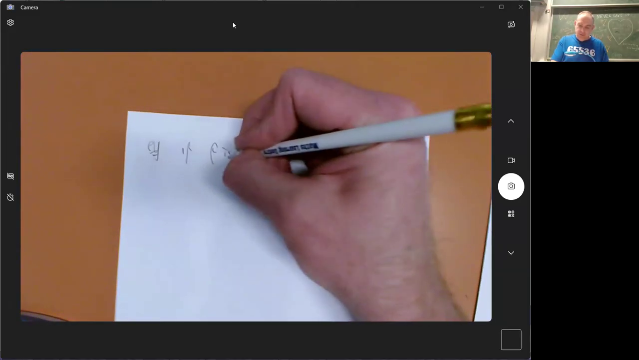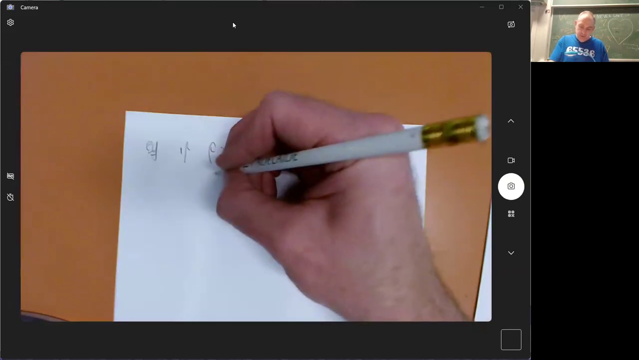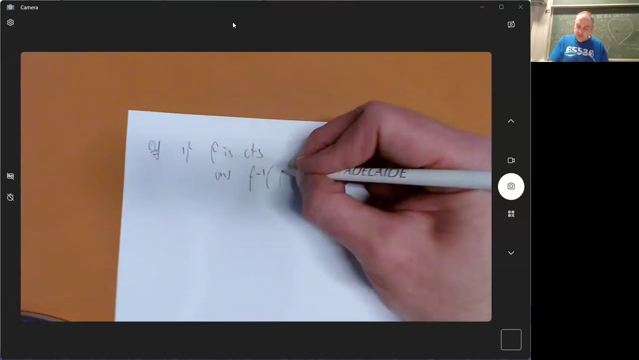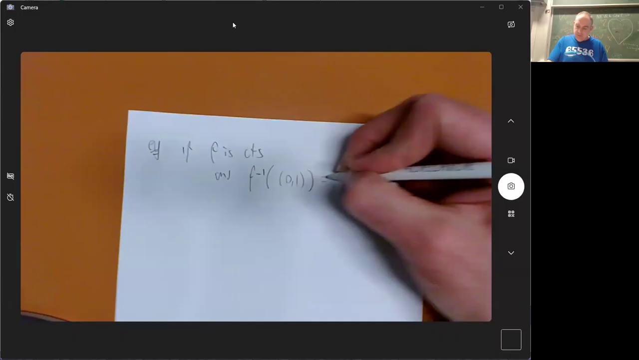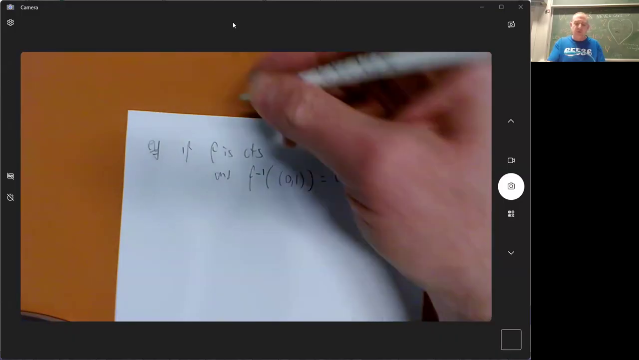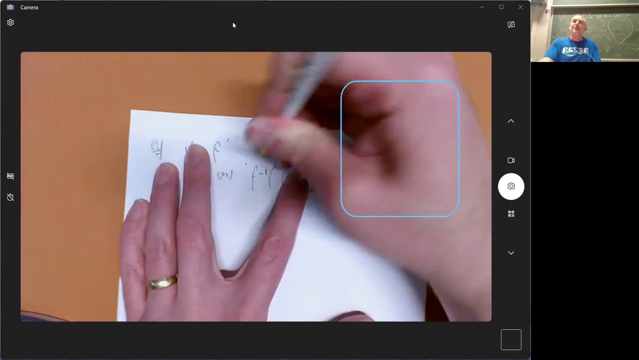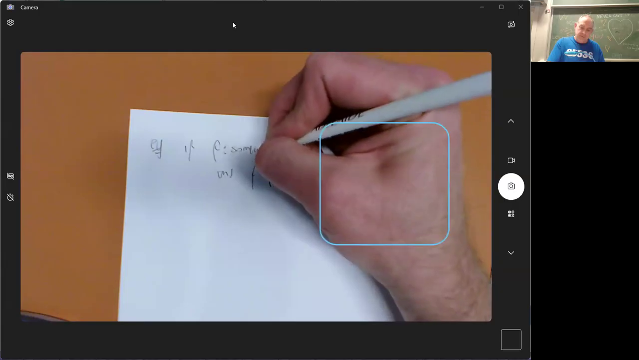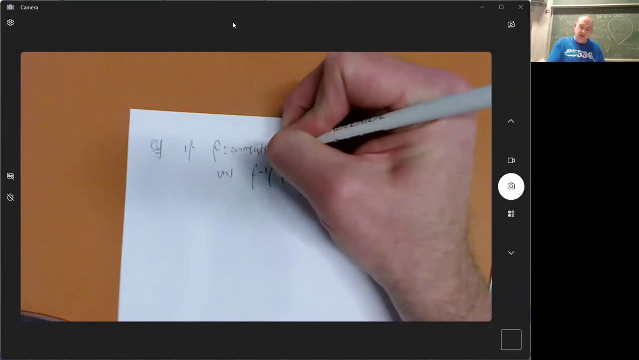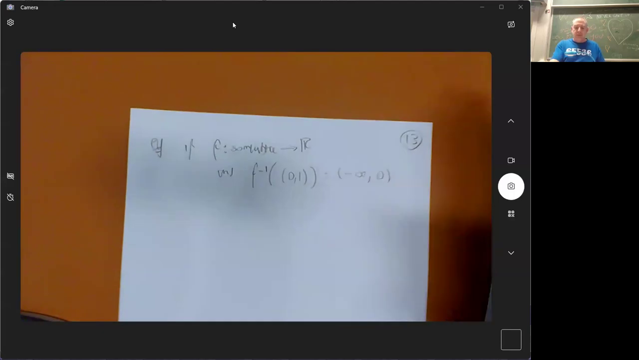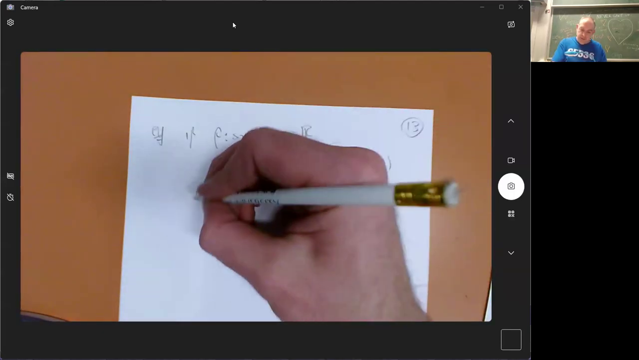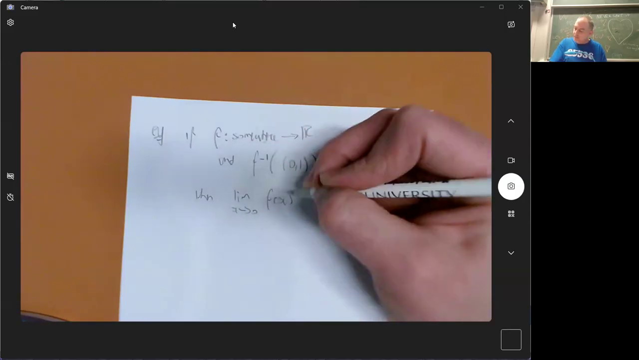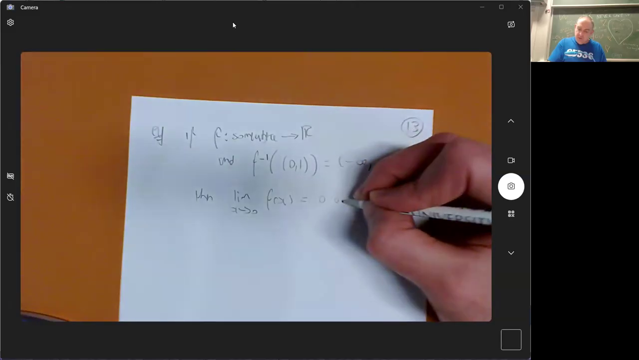If f is continuous and f inverse of the set (0, 1) is (minus infinity, 0), so I'm just presuming that f is a function that goes to R, from somewhere to R, then the limit as x approaches 0 of f of x must be 0 or 1.